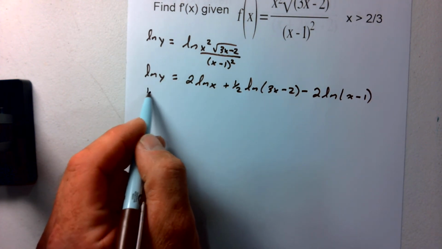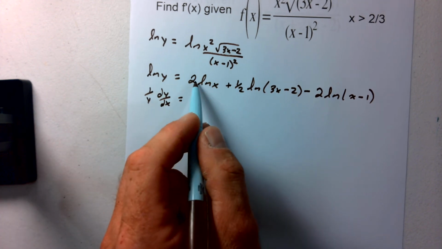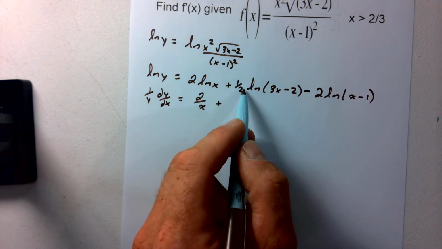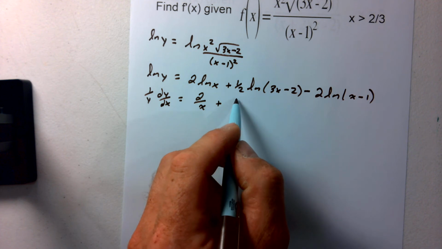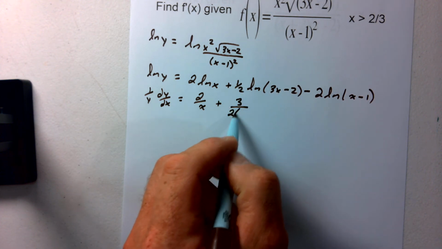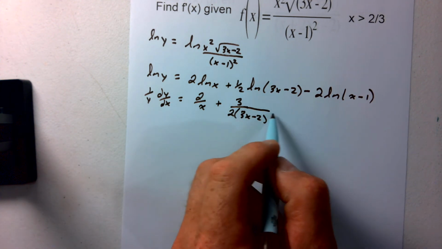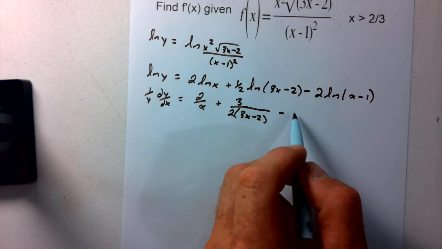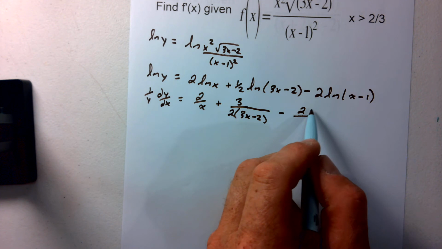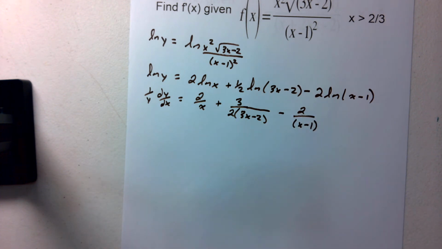Derivative of natural log of y is going to be 1 over y, dy dx. Derivative of 2 natural logs of x is 2 over x. Then 1/2 natural log of 3x minus 2: take the derivative of the function, which is going to be 3. We have our 2 already in our denominator, and then divide it by the quantity. Minus, again, here we have 2 over, the derivative of x minus 1 was 1, so we had 2 times 1, or 2, in the numerator, over x minus 1.